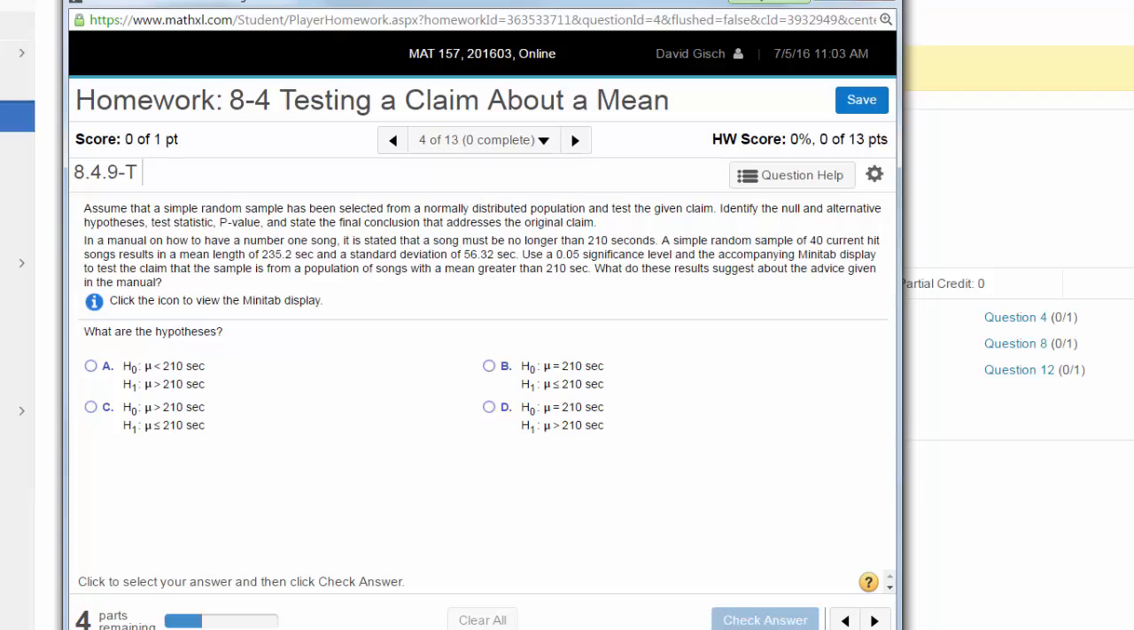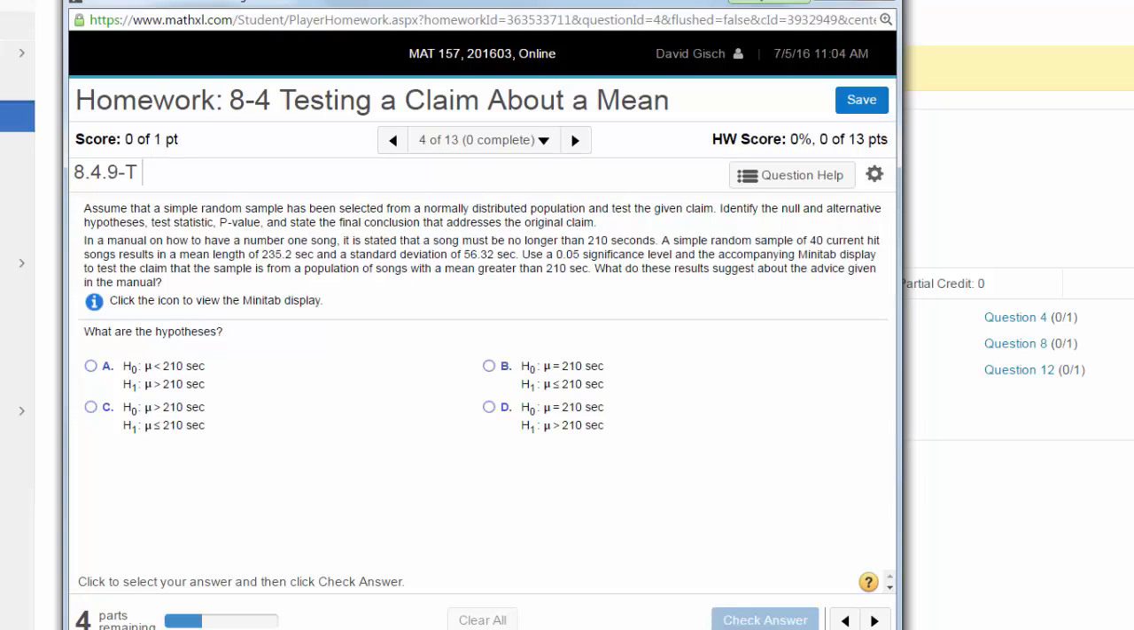In a manual on how to have a number one song, it is stated that a song must be no longer than 210 seconds. A simple random sample of 40 current hit songs results in a mean length of 235.2 seconds and a standard deviation of 56.32 seconds. Use a 0.05 significance level and Minitab display. We're not going to use Minitab to test this claim that the mean is greater than 210 seconds.